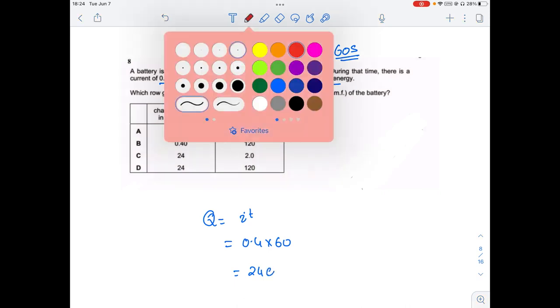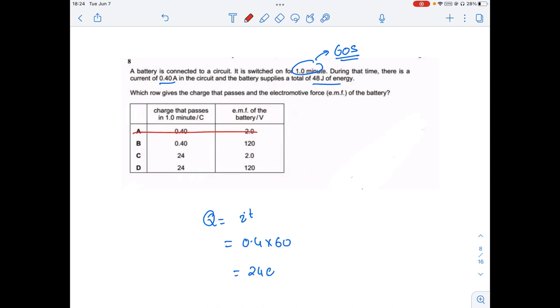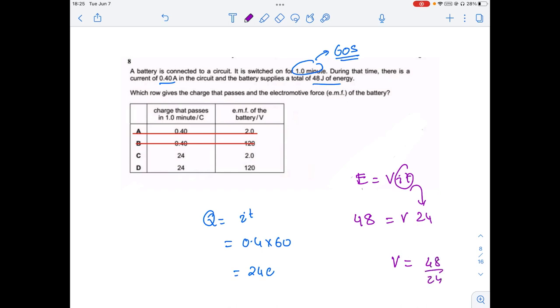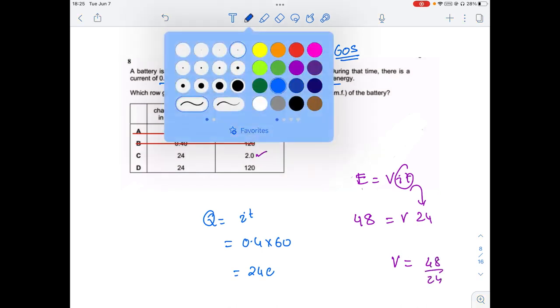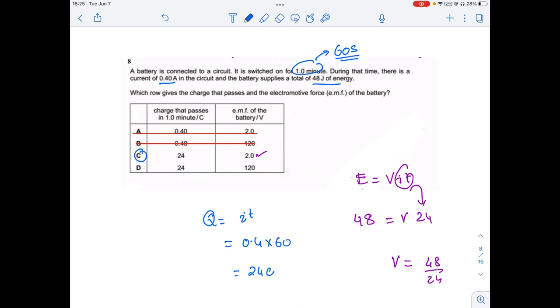So option has to be either C or D because options A and B do not have charge 24. Now, apart from that, EMF. We want to know the EMF. EMF equals to nothing but what? Energy divided by charge, where energy we have given as 48. Charge is IT, which just now we have calculated as 24. So from there, voltage equals 48 upon 24, which is going to be 2. So which option is the correct option? Option C is going to be the correct answer.